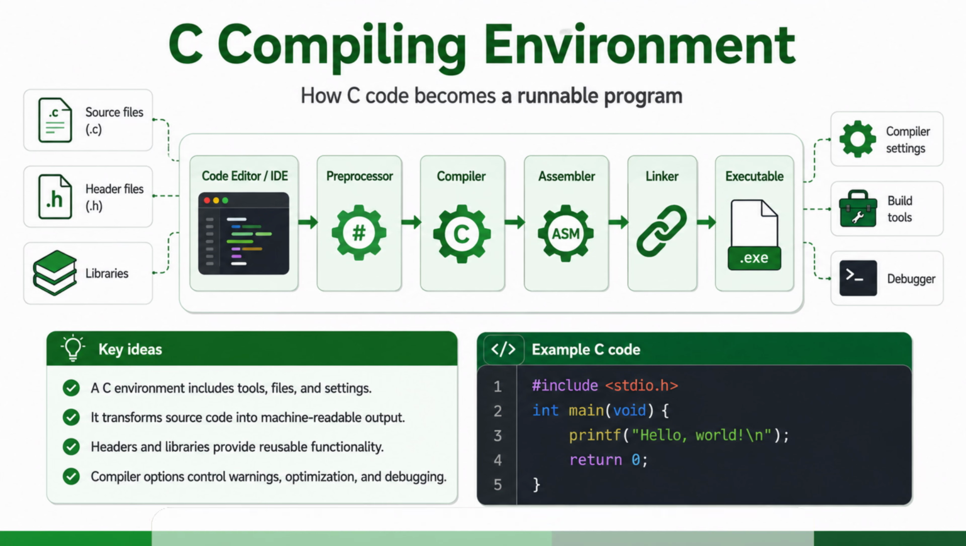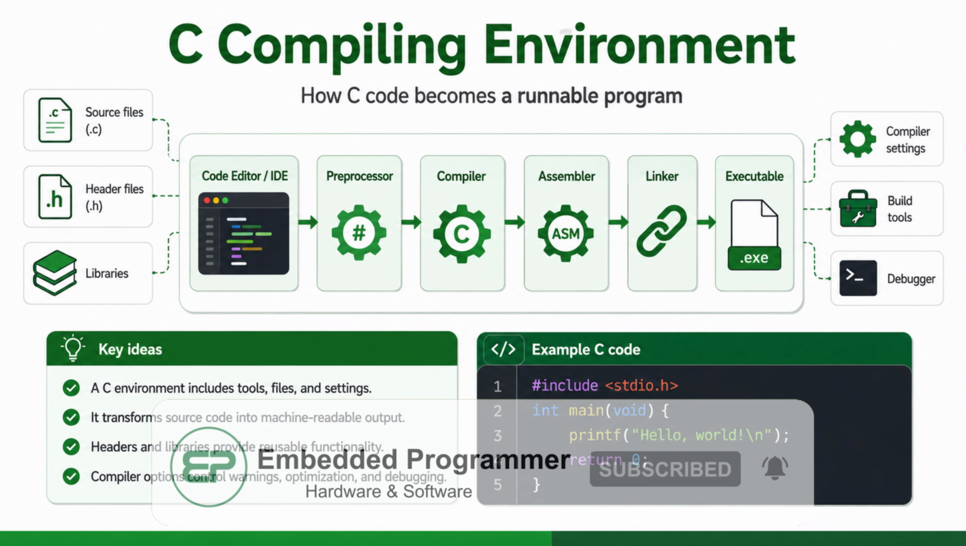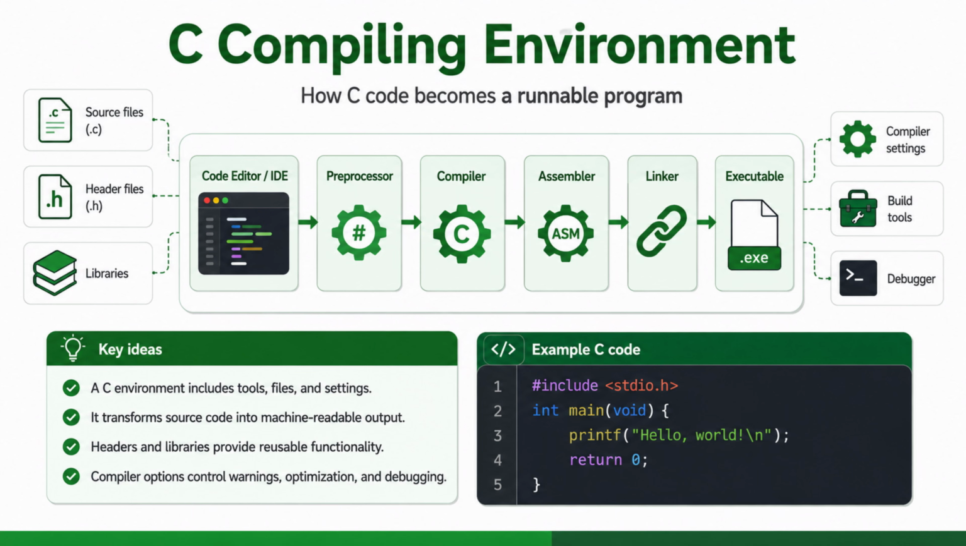Before we write serious C code, especially for embedded systems, we need to understand the compiling environment. A C program is not converted into a runnable application in one simple step. It passes through a complete toolchain: the code editor, preprocessor, compiler, assembler, linker, and finally the executable output.